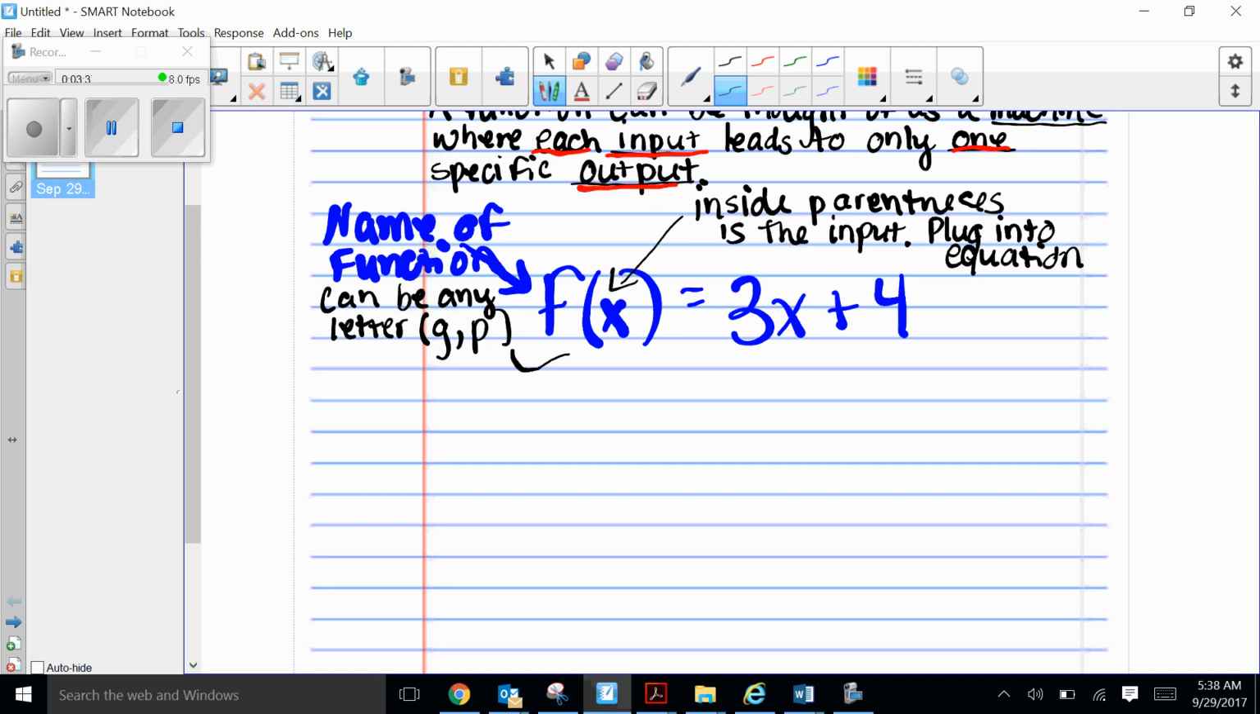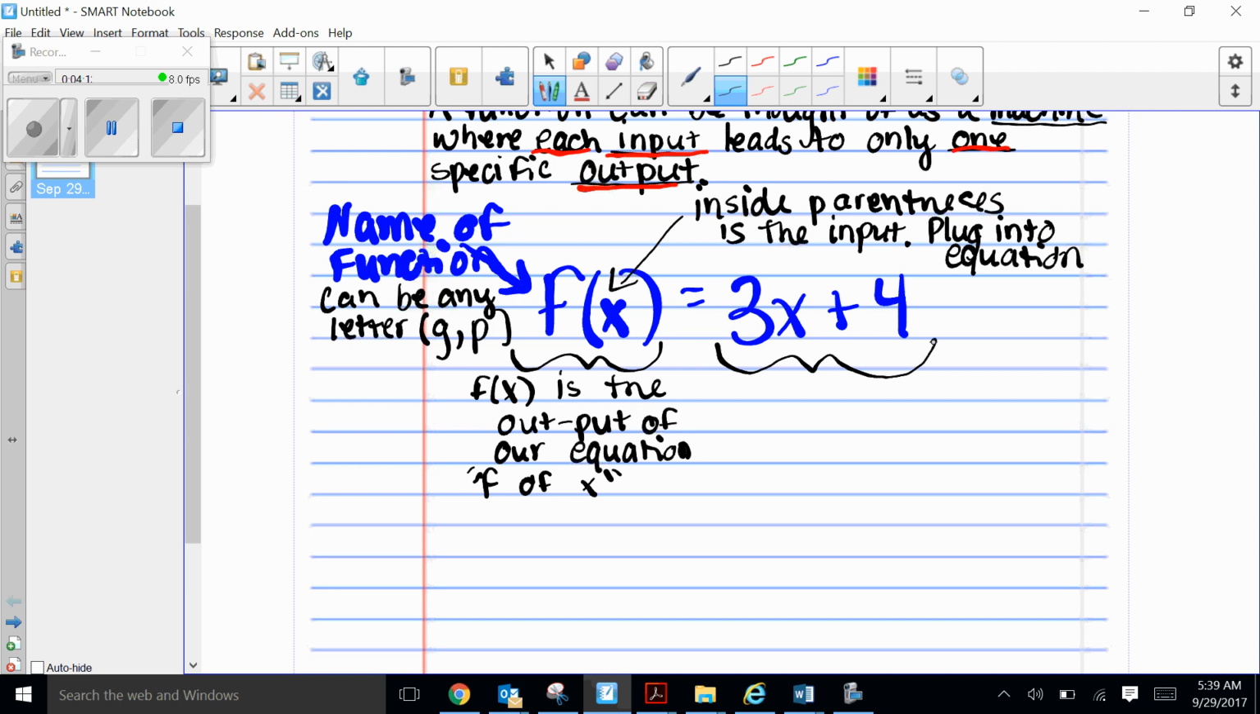So let's talk a little bit more about this function piece. So f of x is the output of our equation. And we do say f of x. And 3x plus 4, or what is over here, which looks like mx plus b, this is my rule used by the function machine.